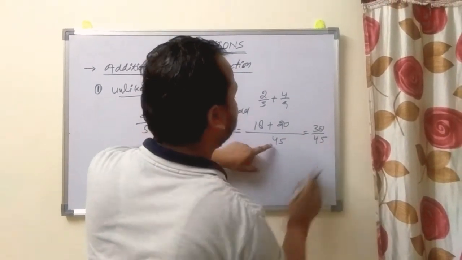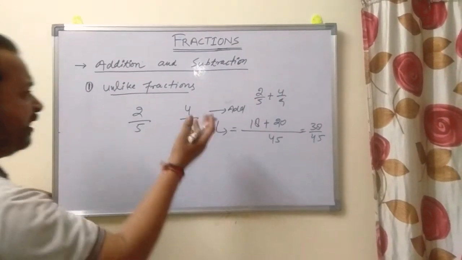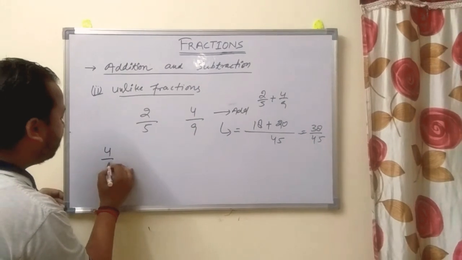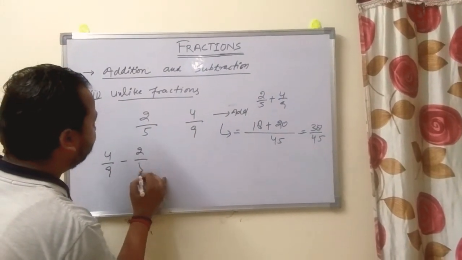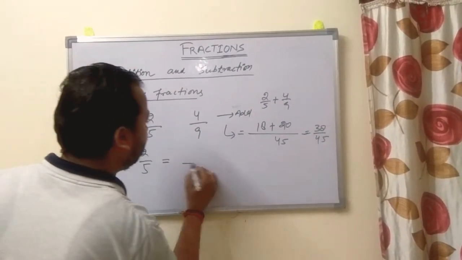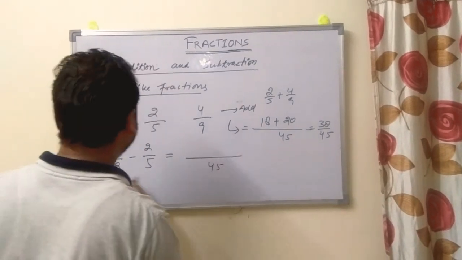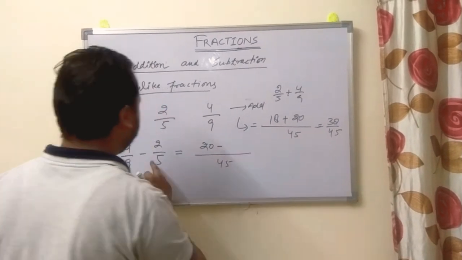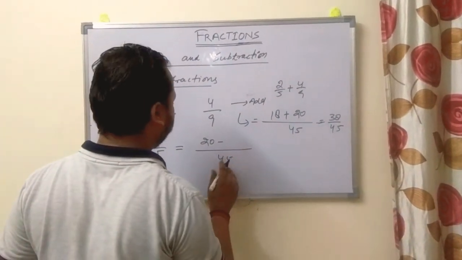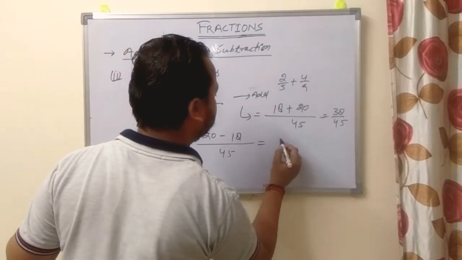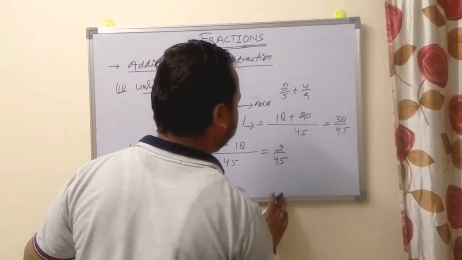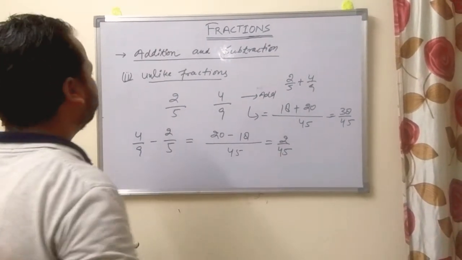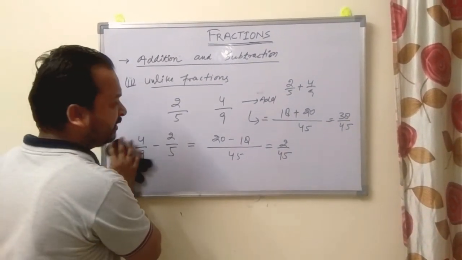by 45, right? And if you have to subtract, meaning take the difference of 4 by 9 and 2 by 5, take the LCM 45: 9 fives are 45, 5 fours are 20, and 5 nines are 45, 9 twos are 18, so 2 by 45, right? So with this method you can add or subtract. You know all these methods.